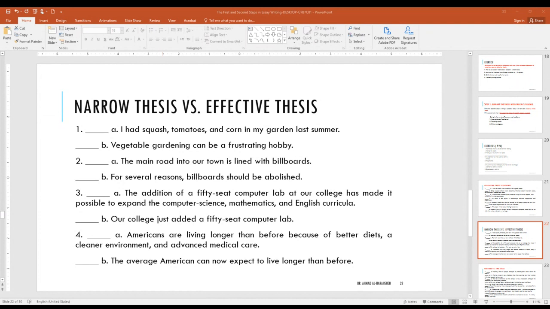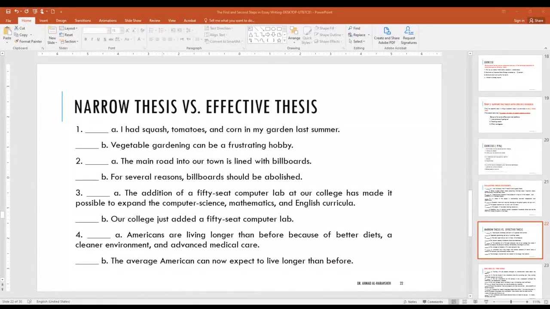The addition of a 50-seat computer lab at our college has made it possible to expand the computer science, mathematics, and English curricula. B, our college just added a 50-seat computer lab. Which one is effective? A is effective, yes, and B, yeah, it is so narrow.